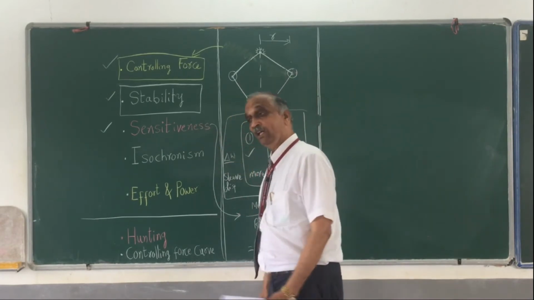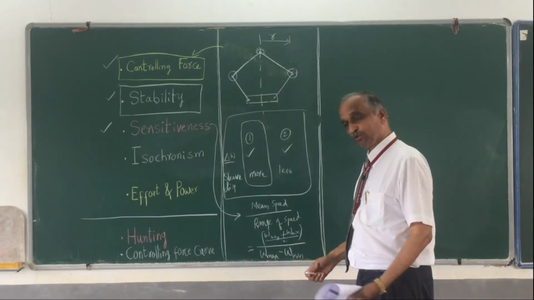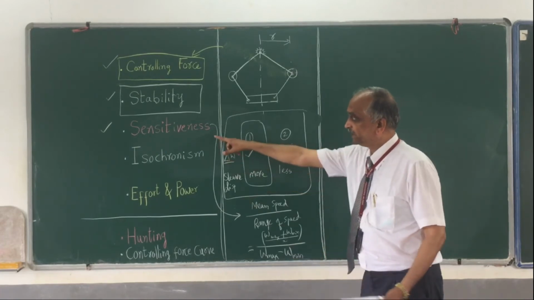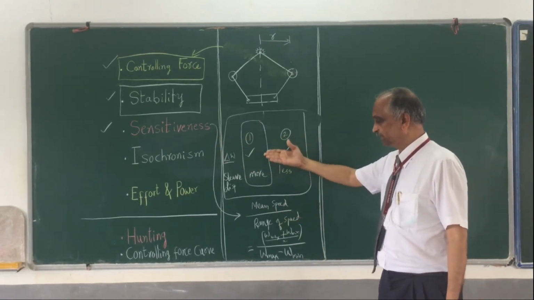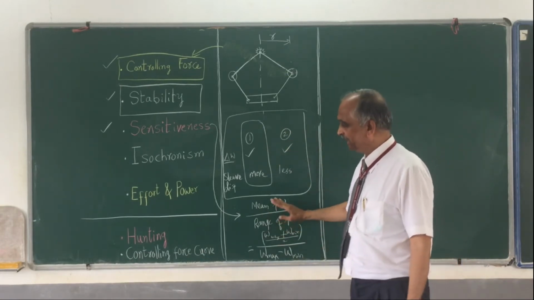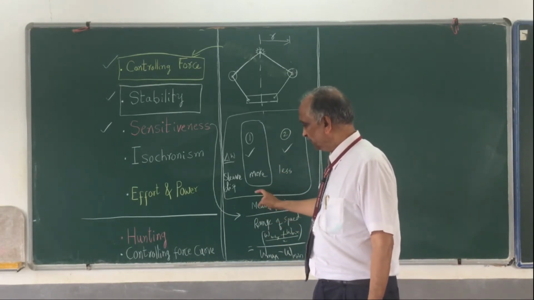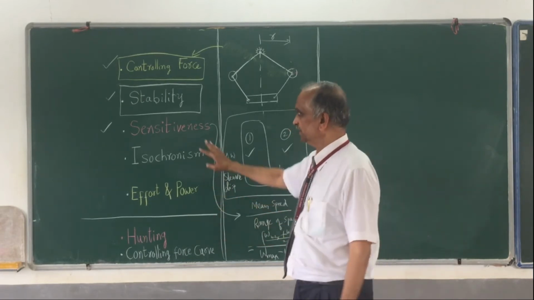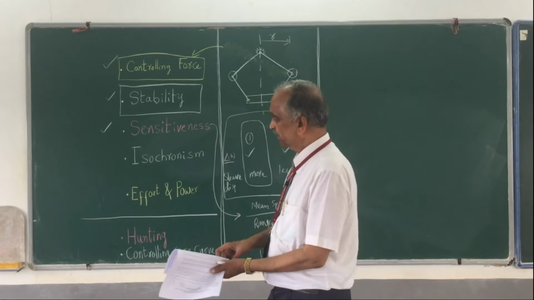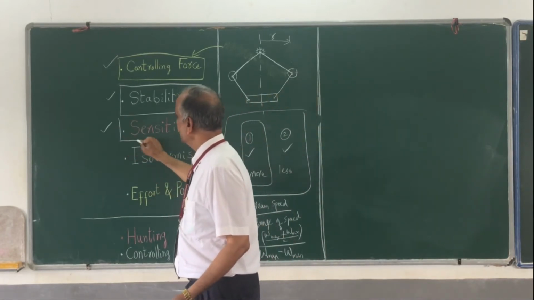I have seen some books defining the sensitiveness exactly the reverse way. They write it as range of speed divided by mean speed, and I feel it is not correct, and we shall define the sensitiveness as per this definition. Sensitiveness is this. So therefore, sensitiveness is also over.